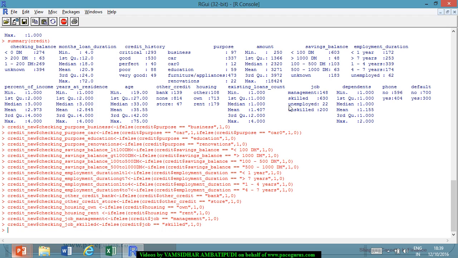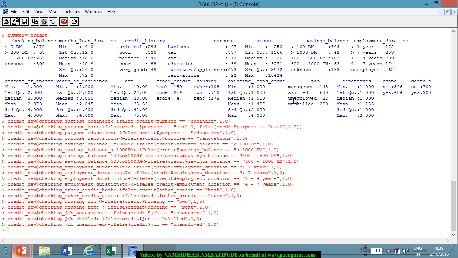And even unemployed, one more thing that I can look at. All other things, the default here is the last category, which is unskilled. So I'll take it as unemployed, where we have only 22 people, but let me take it as unemployed. Okay, so now all the other things are typically done.